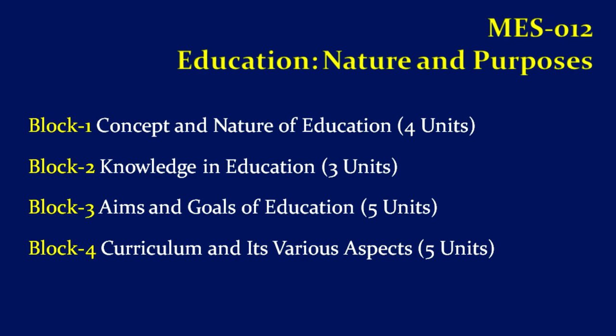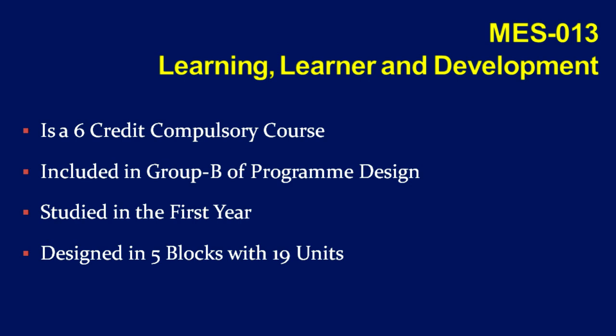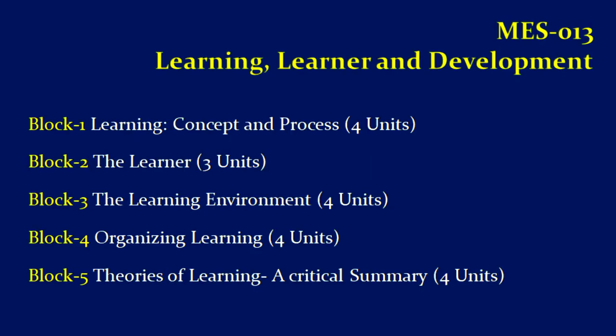and the curriculum practices. Second, in MEA 013, the course title is Learning, Learner, and Development. This is a 6-credit course. This is included in the second group of your program, and you will study this course in the first year. Total 5 blocks are there with 19 units in this course. If I go through the blocks, the first block is learning, its concept and process, the learners. Second block, third block is the learning environment. Fourth block is organizing learning. And fifth block is theories of learning, a critical summary.